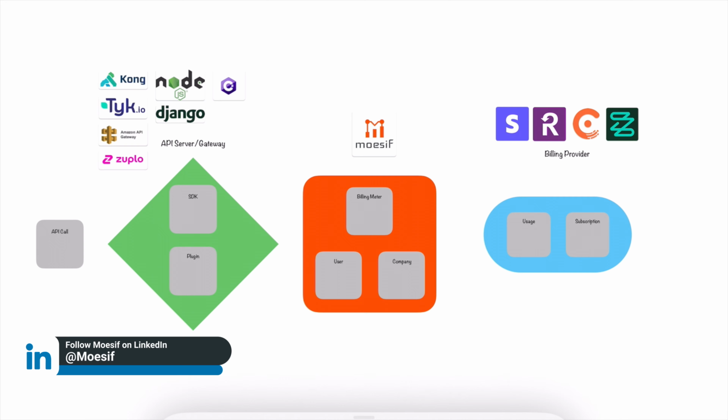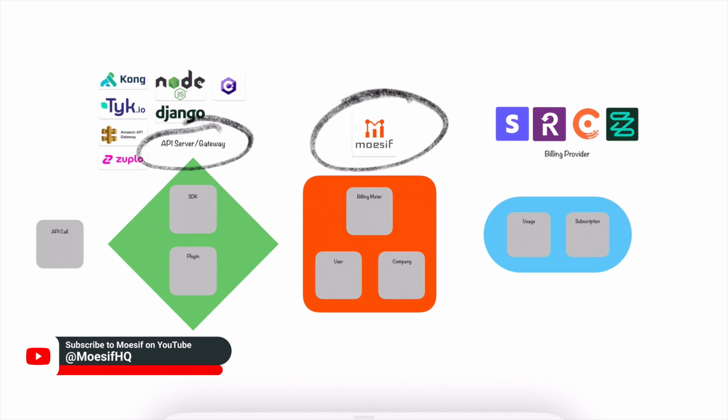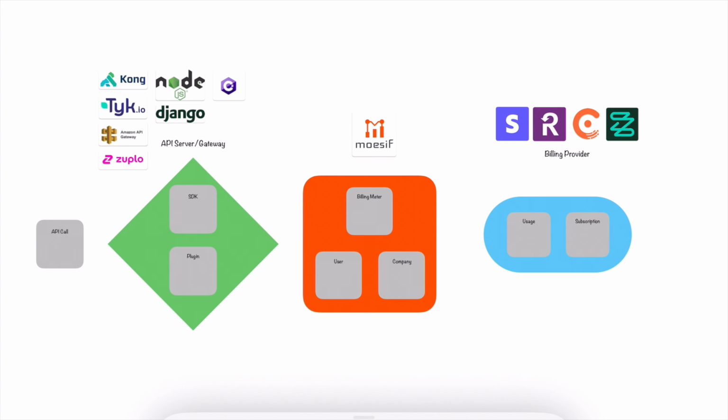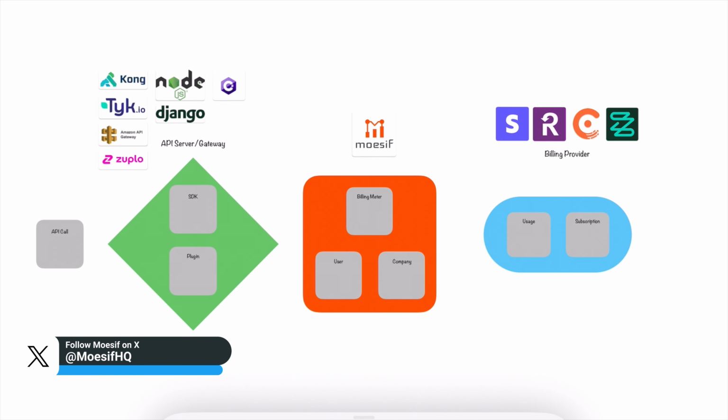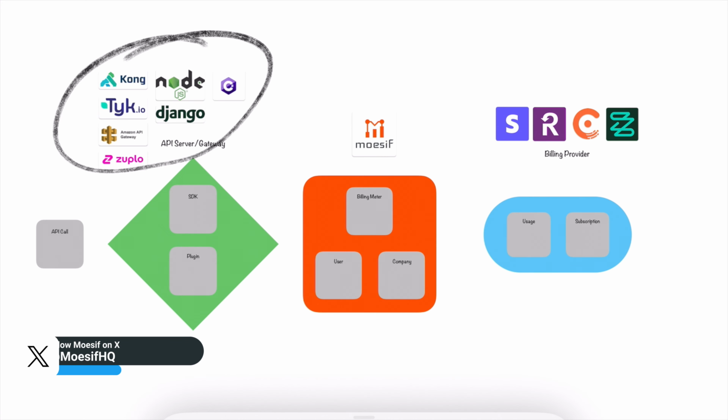When it comes to Moesif monetization, there are really 3 components that we need to be concerned with. That is the API server/gateway, Moesif itself, and the actual billing providers. So in order to get Moesif monetization up and running, the first thing that you need to do is install one of these integrations onto your API server or gateway. That can be either the SDK or the plugin.